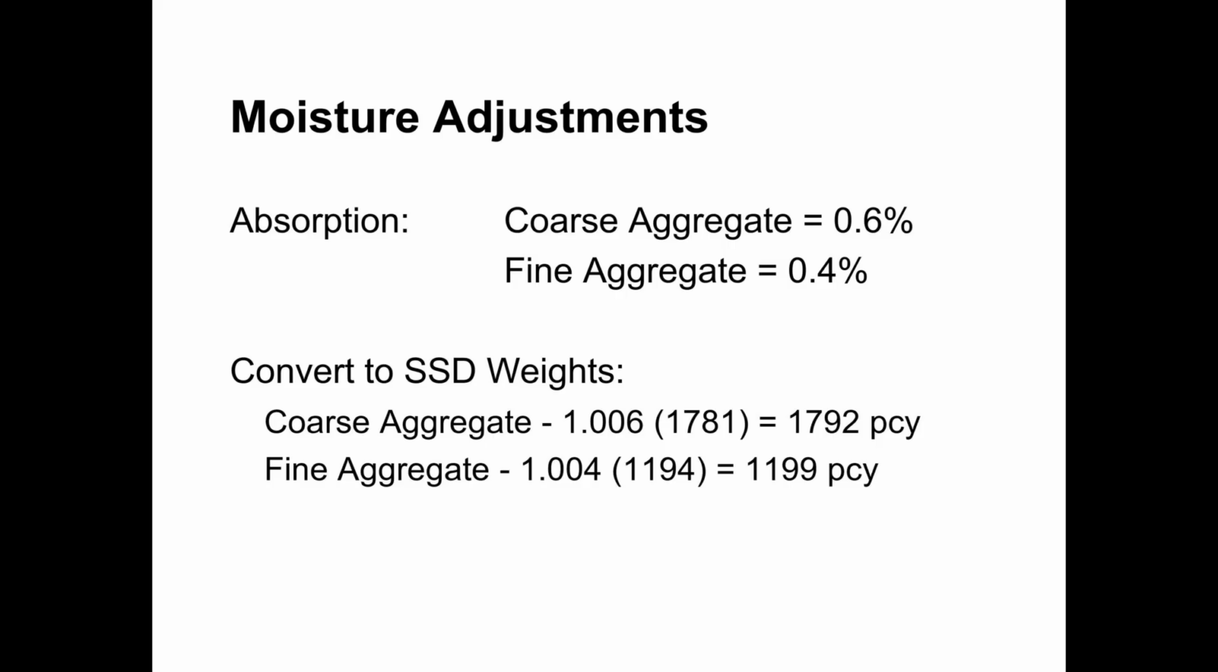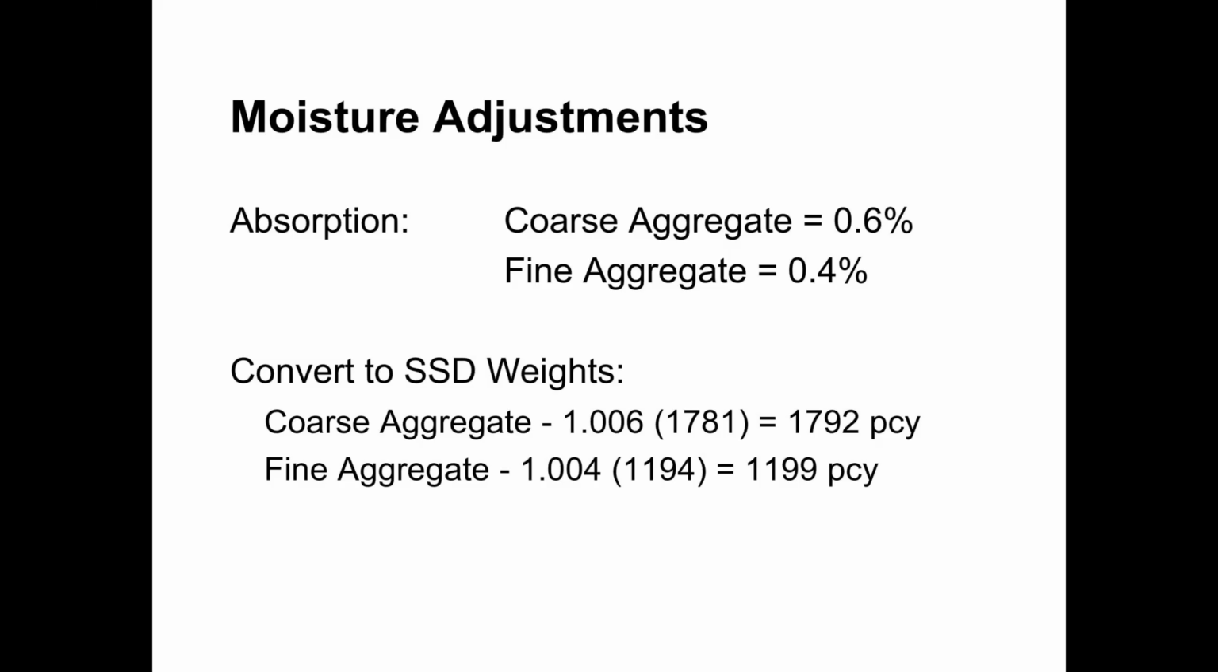So the way that we do that is we take into account the absorption of the coarse aggregate and the fine aggregate. In this case, the coarse aggregate has an absorption of 0.6%, and the fine aggregate has an absorption of 0.4%. So we can convert our mix design to SSD weights by multiplying our dry coarse aggregate weight by 1.006 to account for the 0.6% absorption. And so that gives us an SSD coarse aggregate weight of 1,792 pounds per cubic yard.